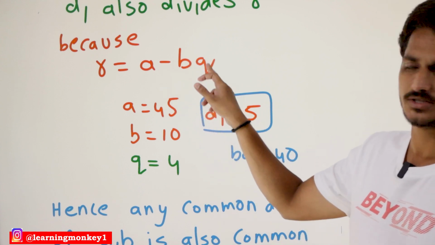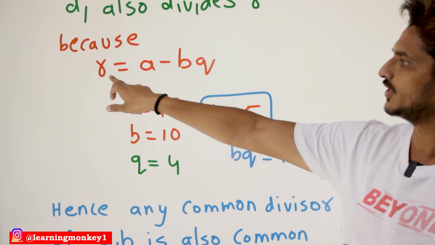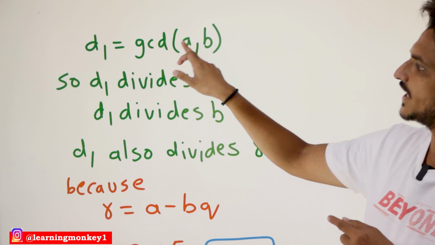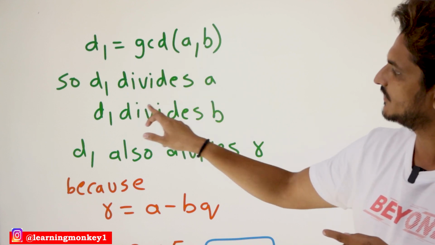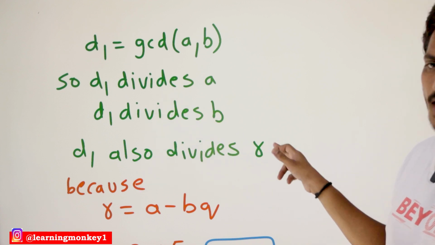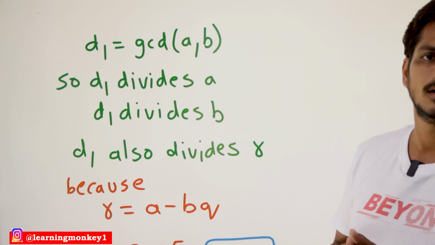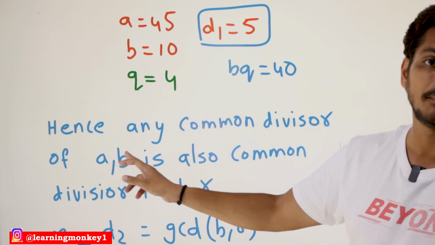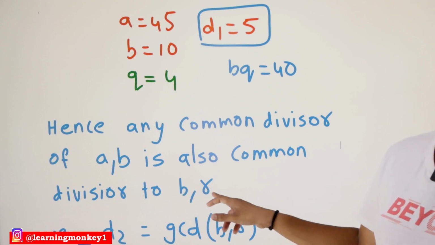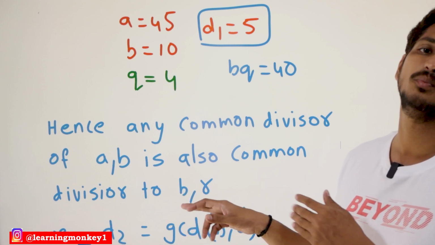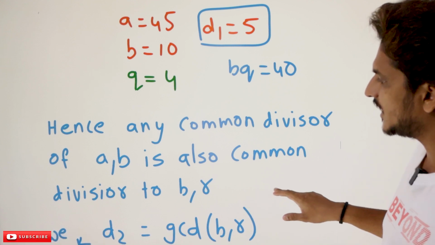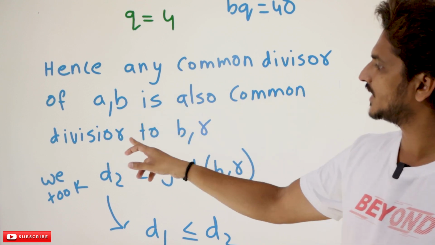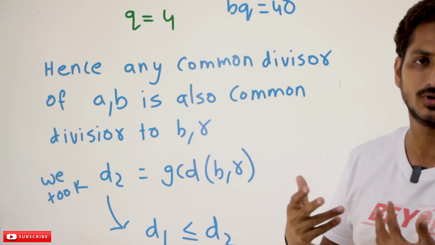So from this, A minus BQ means R, so D1 is going to divide R. That's why if D1 is equal to GCD of A comma B, then D1 divides A and D1 divides B, so obviously D1 is going to divide R. Hence, any common divisor of A comma B is also a common divisor of B comma R, because the equation A is equal to BQ plus R is satisfied. The above is the proof which we have shown.